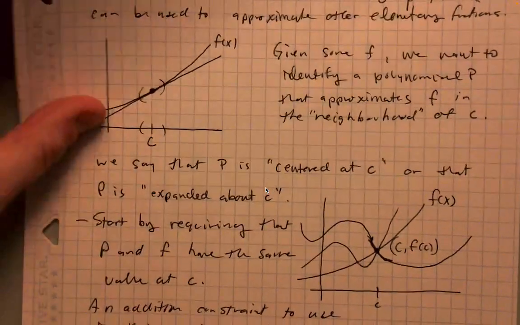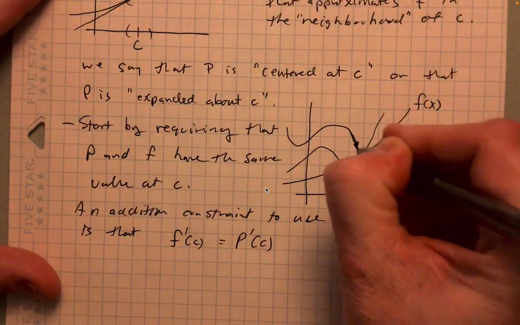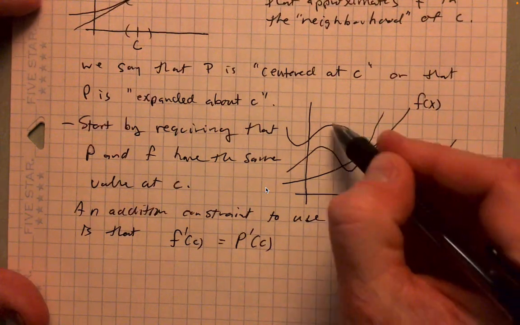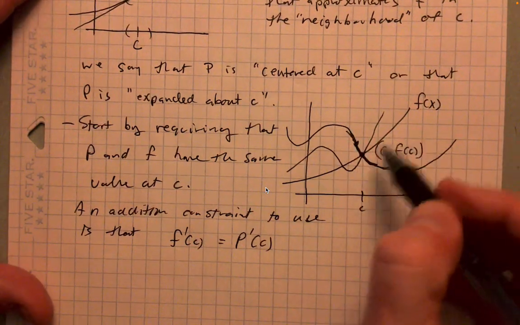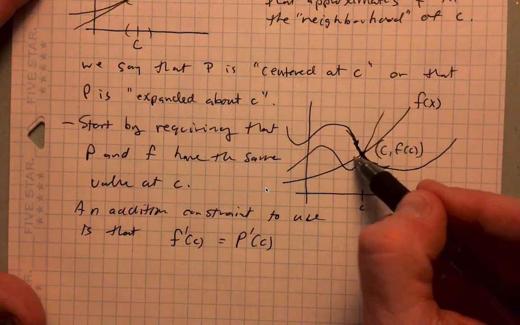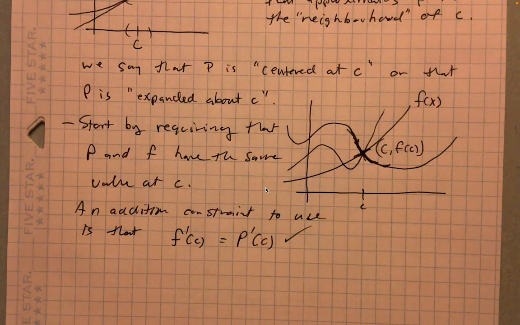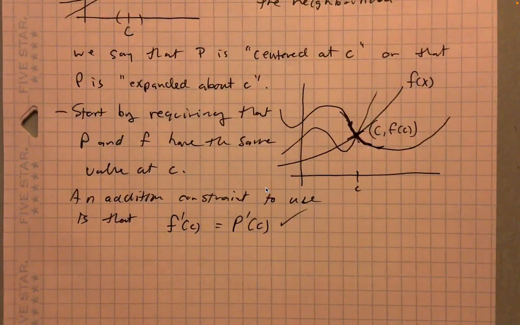Whereas here, in this highlighted image down here, P prime of C is very different from f prime of C. In particular, this one is negative and this one is positive. So this additional constraint will be needed. And this is the starting point for the Taylor polynomial.